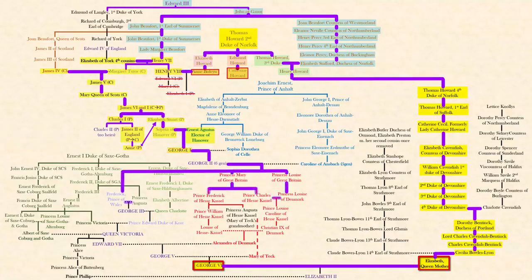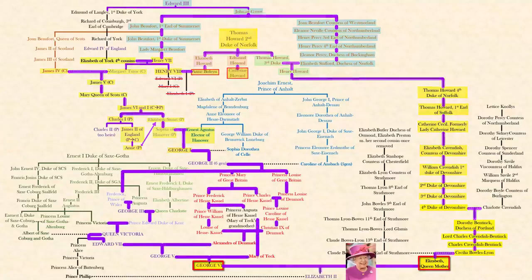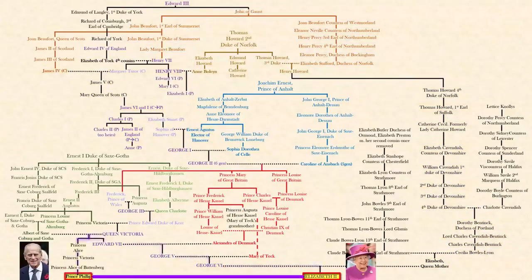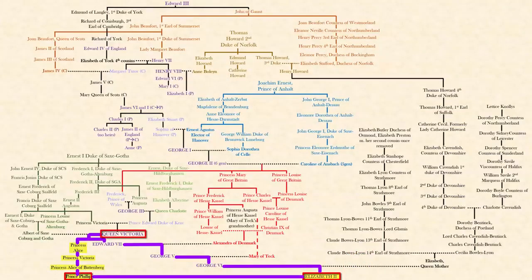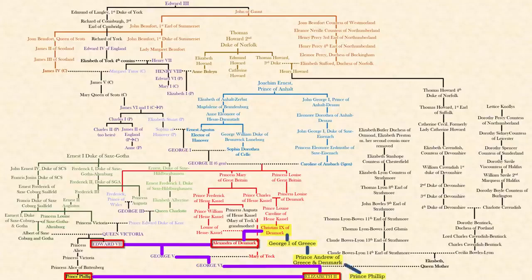And through his line all the way down, we have Queen Elizabeth II, who married Prince Philip, her third cousin through Queen Victoria. They are her great-great-grandchildren. They are also second cousins once removed through their Denmark lines. Elizabeth's great-grandfather was King Edward VII, who married Alexandra of Denmark. Her father was Christian IX of Denmark. Christian IX was Prince Philip's paternal great-grandfather, making them second cousins once removed as well.